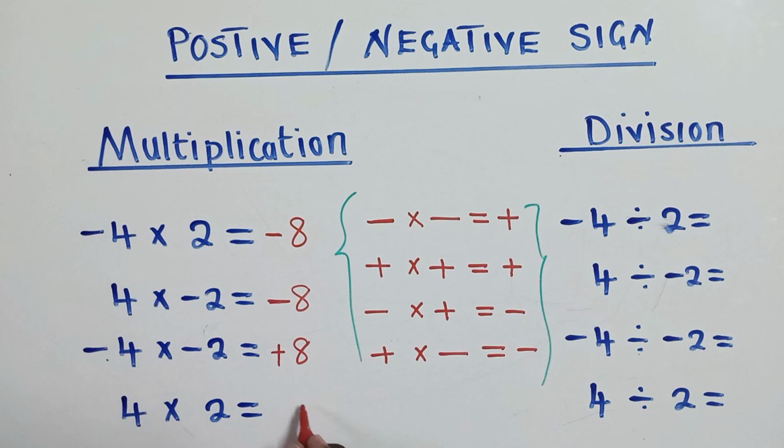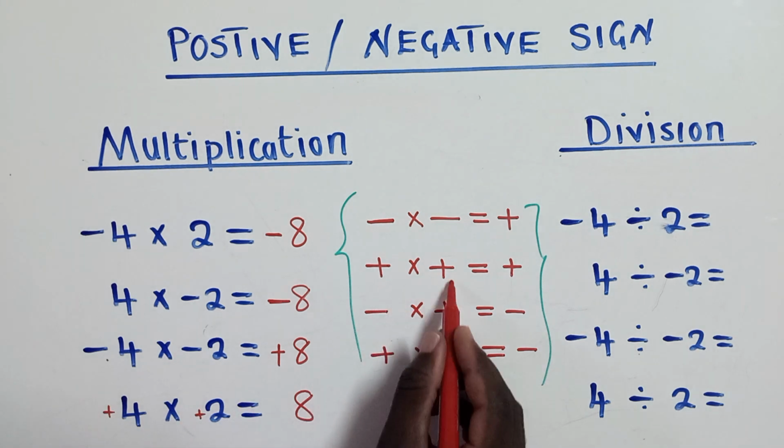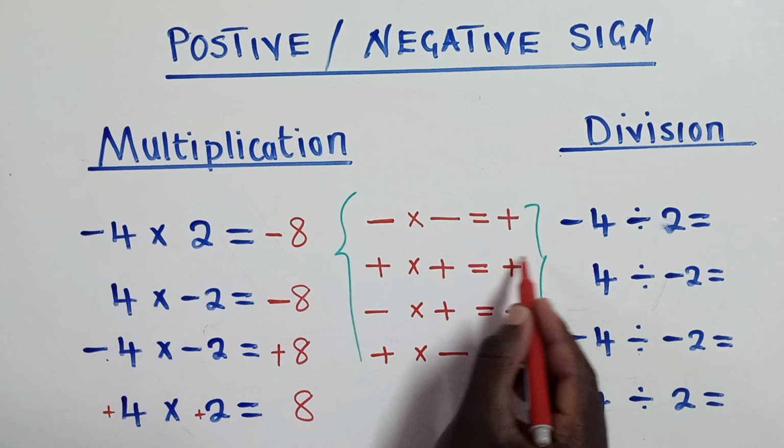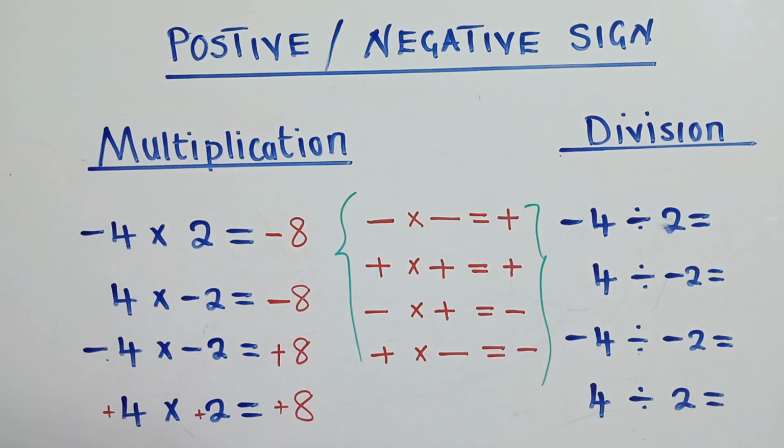What about here? We write 8 because 4 times 2 is 8. Now, what about the sign? Here, there's a positive and a positive. And what does it say? Same signs, it's a positive. So here, it's a positive.